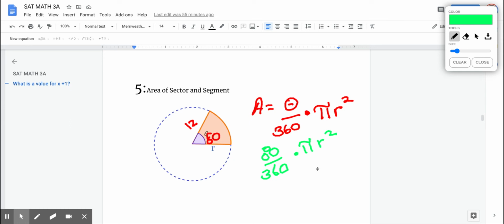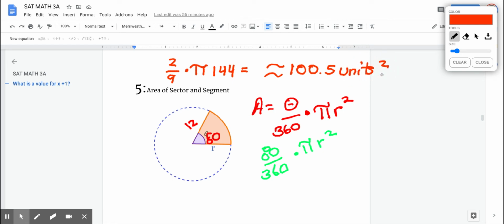And so let's clean this up now. We'll do it over here. We'll get another color. Always try to reduce. 80 over 360 is just 2/9 when you reduce it. So it's 2/9 times pi, and r squared is 12 squared, which is 144. And that'll give you the area of the sector. So that'll give you about 100.5 units squared. Remember, area is always squared. Just doing the formula, that's it. So we got the sector.